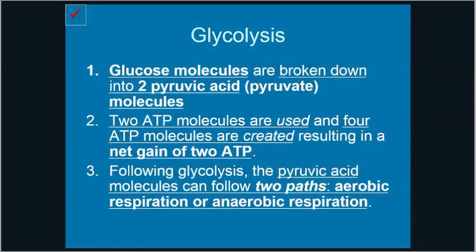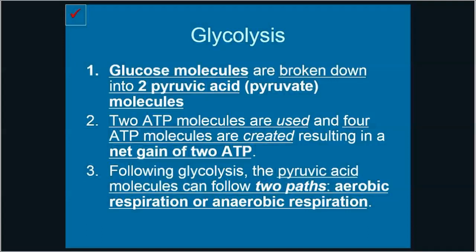So glucose molecules are broken down into 2 pyruvic acid, also known as pyruvate molecules. Again, the glucose molecules are 6-carbon molecules. We had to build those in our biochemistry unit. And so you should remember how the carbons make the ring. And then the 2 pyruvic acid or pyruvate molecules are both 3-carbon molecules. So you've got all the same ingredients there. You just kind of break it in half. And 2 ATP molecules are used, and 4 are created, resulting in a net gain of 2.